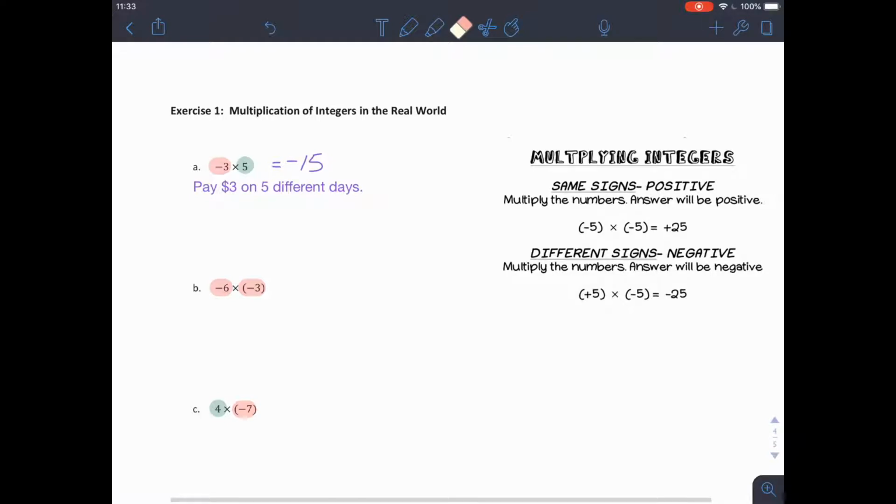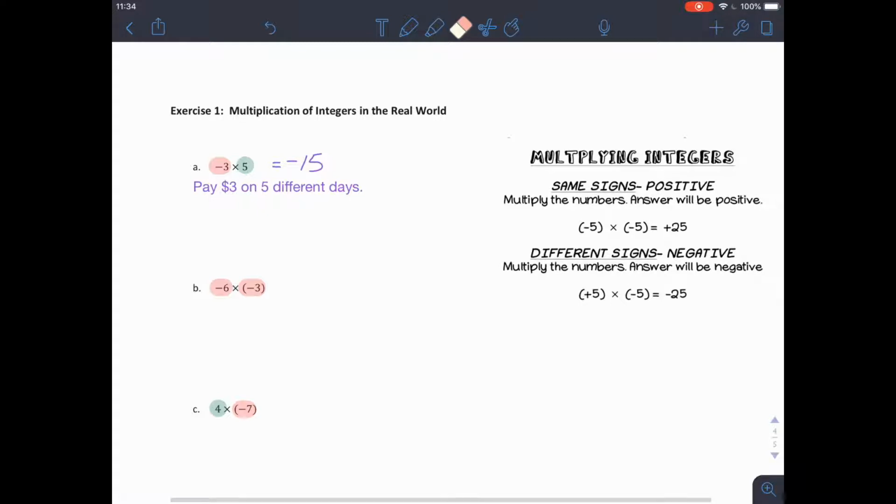Now we're going to use some problems and try to think about what they have to do in the real world while using our multiplying rules for integers. So first I have negative 3 times 5. With multiplication and with integers, I tend to like to think of money. So I can look at my first factor of negative 3 and think of that as paying $3. I look at my second factor and I think about how many times I'm doing that. So I could think of this as paying $3 on 5 different days.